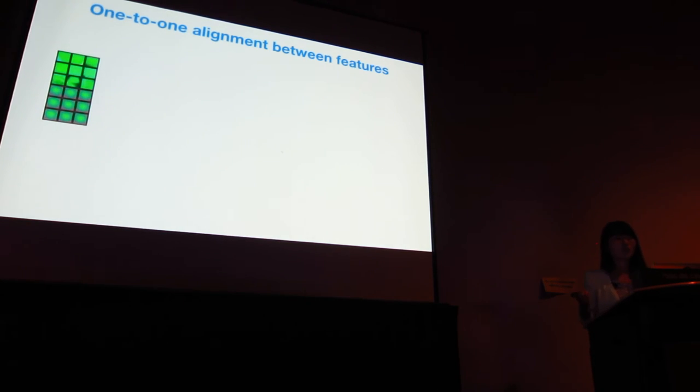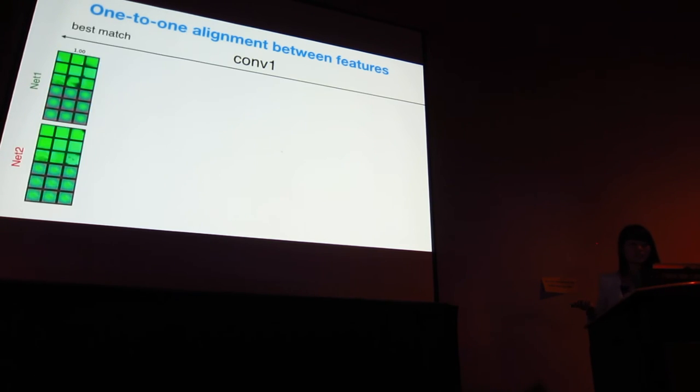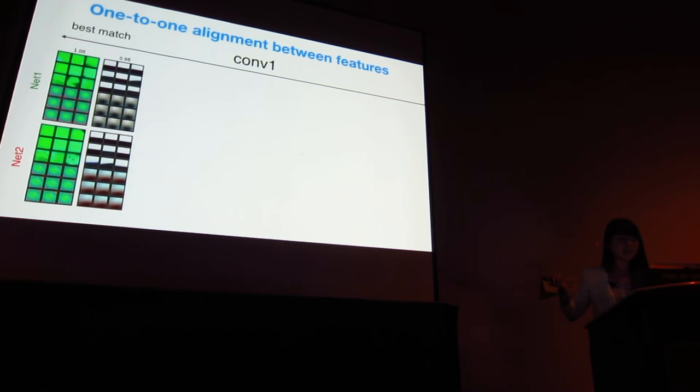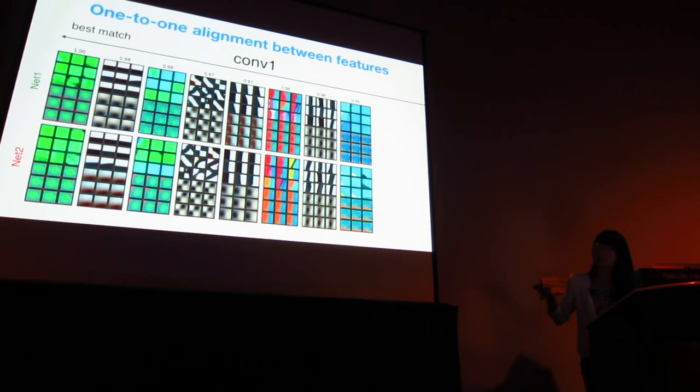To do this, we show for each unit the 9 image patches from the validation set that cause the highest activation, as well as the deconv of each of those 9. So here's the visualization of the best match pair in conv 1 layer with a correlation value as high as 1. As you can see, both units here are learning the green objects, and they seem to be perfectly matched. And this is the second best match pair in conv 1 layer, and they're both horizontal edges. And we can find many good matches.